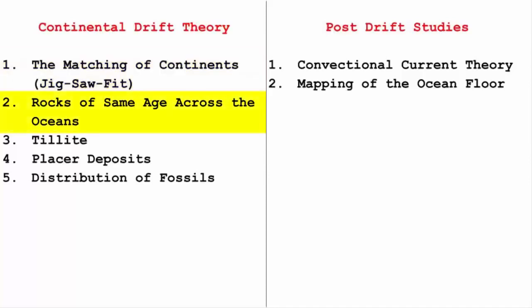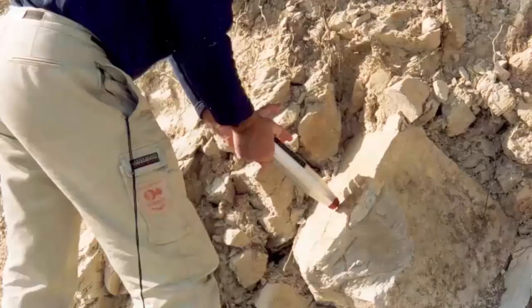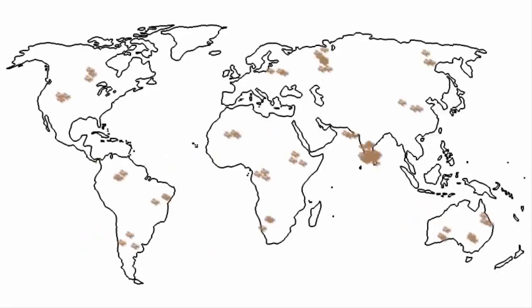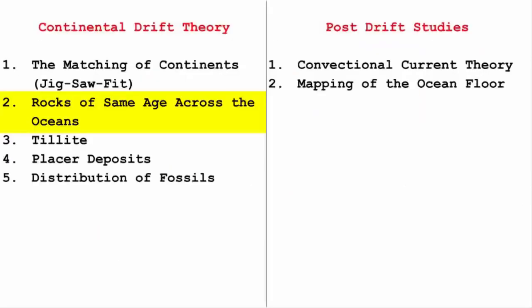The second point in continental drift theory talks about the fact that rocks from different continents were of the same age, and this point made Wegener believe that the land masses were once together and they slowly drifted away. Again, the reason behind the drifting is much deeper than just looking at rocks and saying they all are the same.